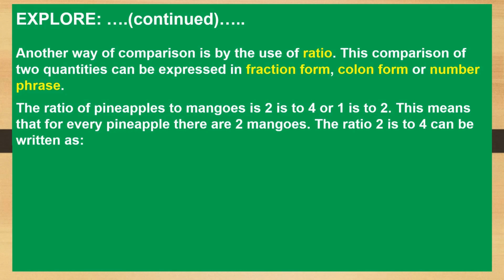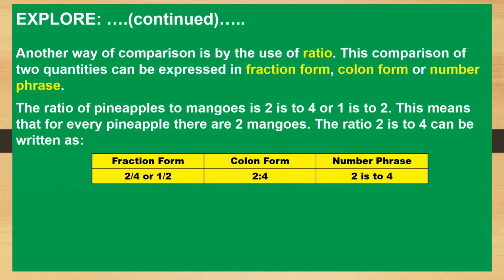The ratio is 2 to 4. 2:4 can be written in fraction form as 2/4 or 1/2. Why is it 1/2? Because you change 2/4 to lowest term and the divisor is 2. That's why you have 1/2. Column form. We read this as 2:4. And number phrase, this is 2 to 4. The same.